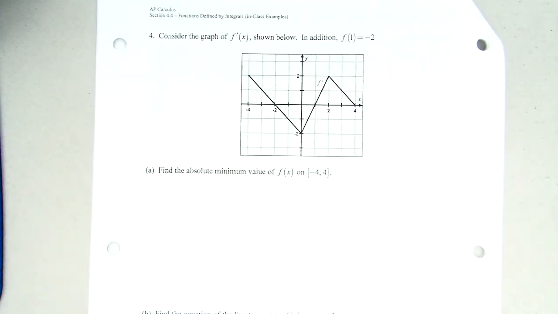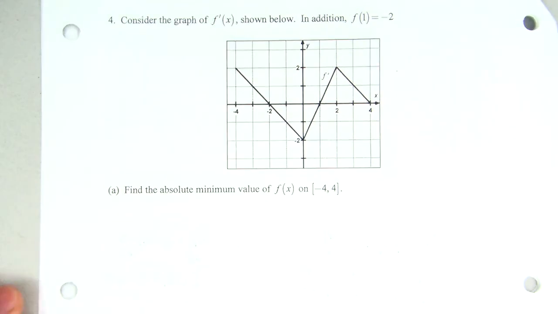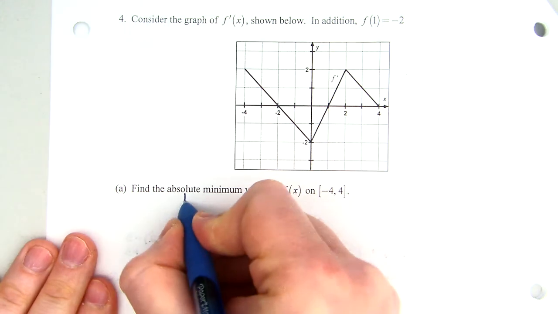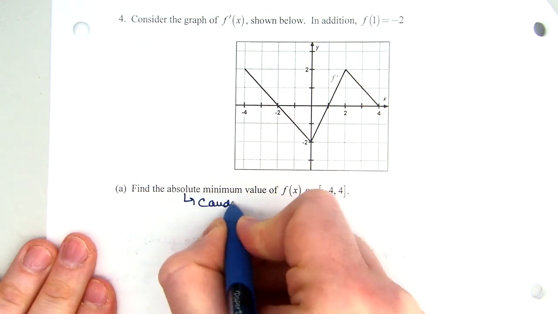Number 4. Consider the graph of f prime of x shown below. F of 1 is negative 2. Wonderful. Find the absolute minimum of f of x on negative 4, 4. Well, absolute minimum means I need to use the what? I really hope you just said out loud, candidates test. Oh, good, we're going to use the candidates test.